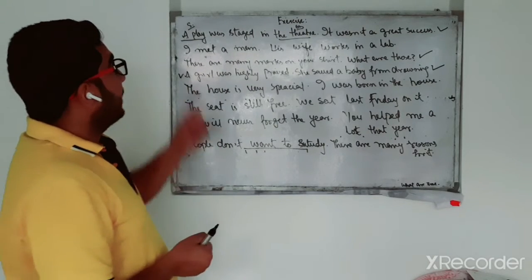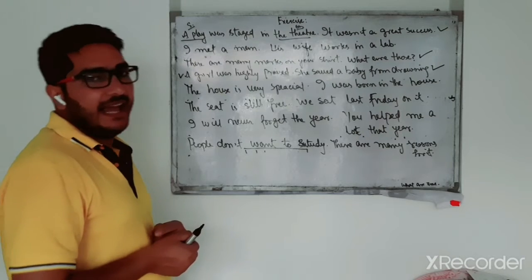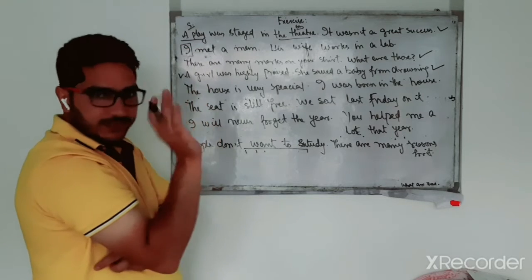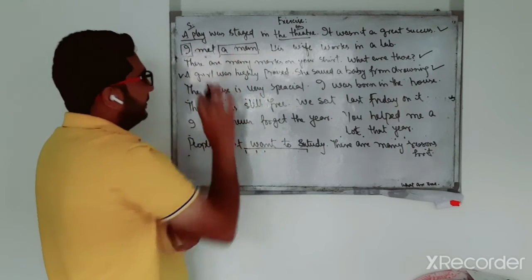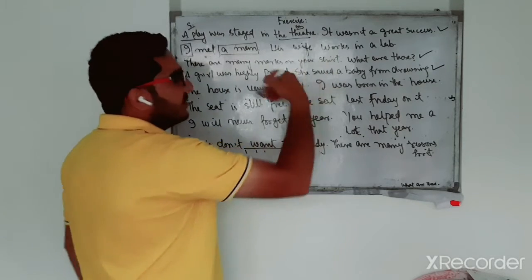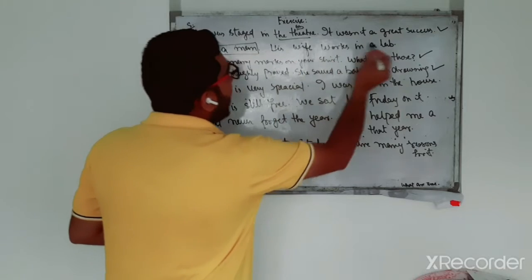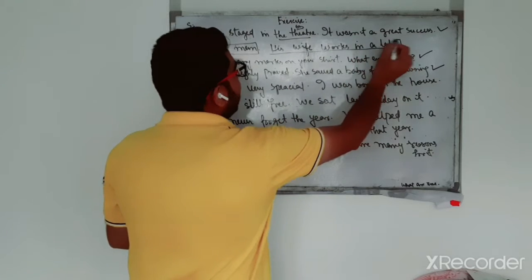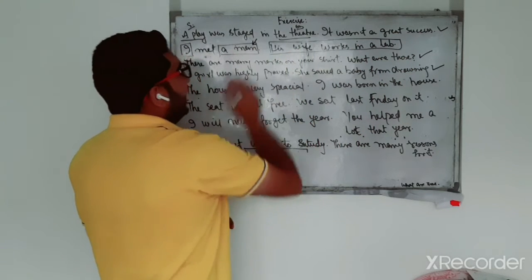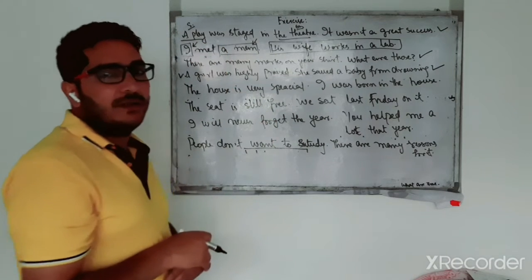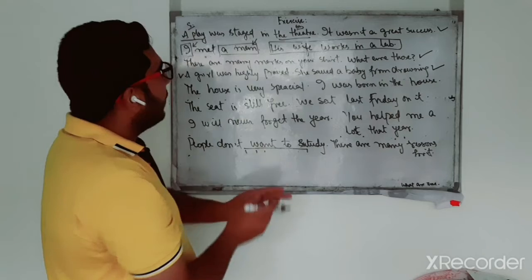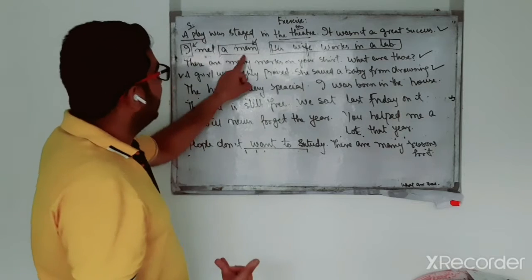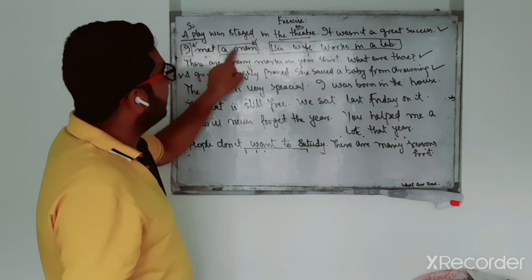Example number 2. I met a man, his wife works in a lab. See, subject is I, isn't it? And object is a man. Second sentence, which we are going to change into a relative clause: his wife works in a lab. This sentence is neither about this man nor about I, it is about the man's wife. So, possession. We have to make a possessive case here.